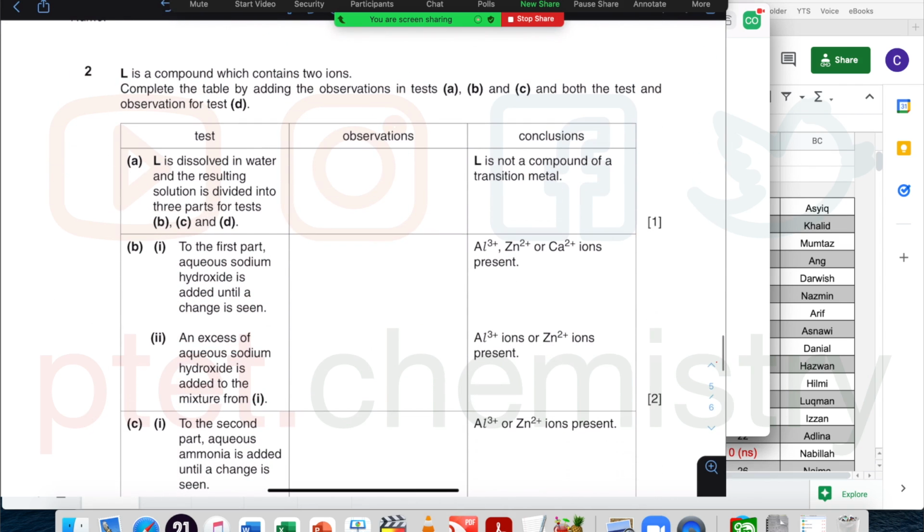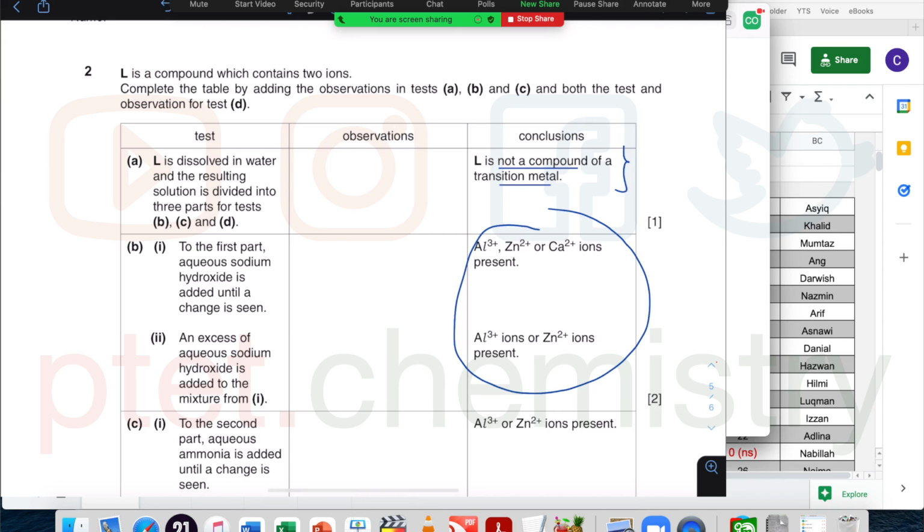Yeah. So I'm not going to go through all of these. Okay, that is your job to go through the rest. I just want to highlight important details. Yeah. So the next case study is actually on this thing here. So here you will see that to the first portion, add sodium hydroxide until a change is seen. We know that it's not a compound of a transition metal.